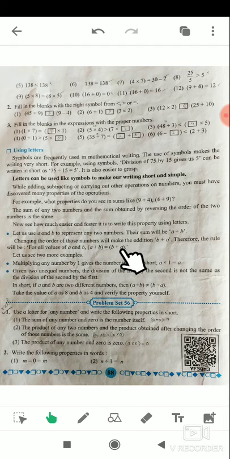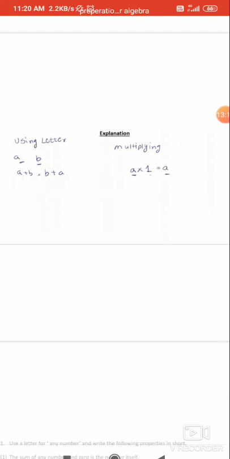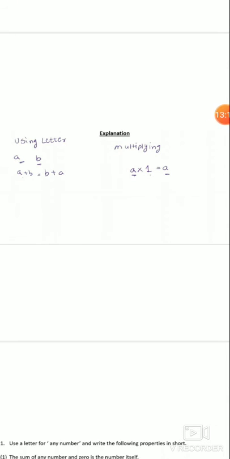A plus B equals B plus A, meaning it's the same. When we add 2 plus 3 equals 5, and 3 plus 2 equals 5, so it's the same case. Now see, first of all I solve the exercise and then see. This is our explanation using letters A and B. A plus B equals B plus A. And the explanation: any number multiplied by 1, the number gets itself.